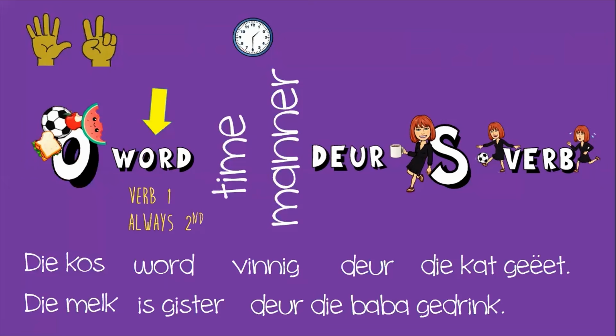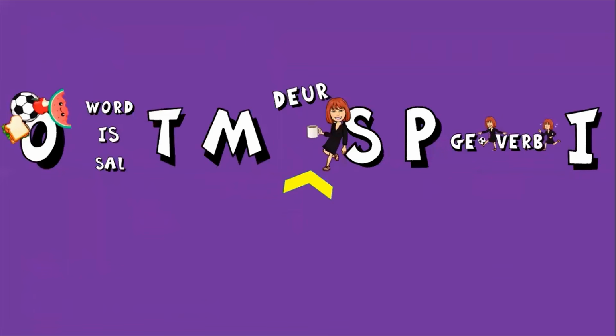Deur die baba gedruk. This is our new word order. For normal bedrywende sentence, it is stompie. Now it is OTM spy. Do you see that? Our verb 1 is after the object. It's always second. And then we have deur in front of our subject. And our second verb at its normal place, with ge in front of it.